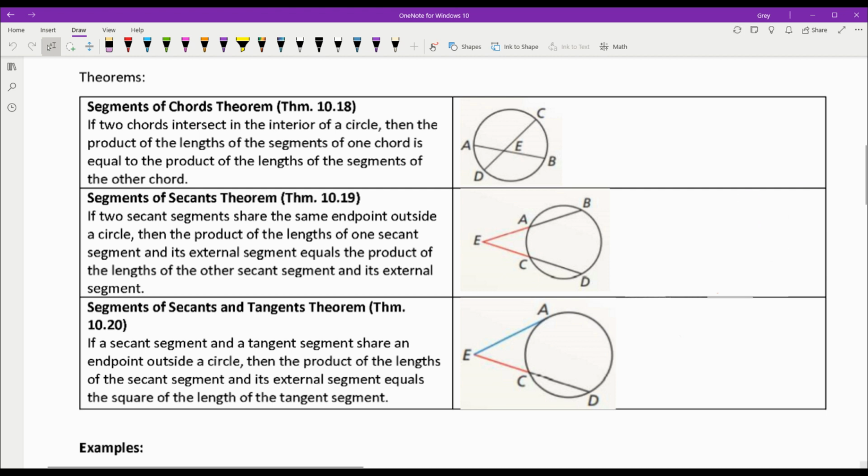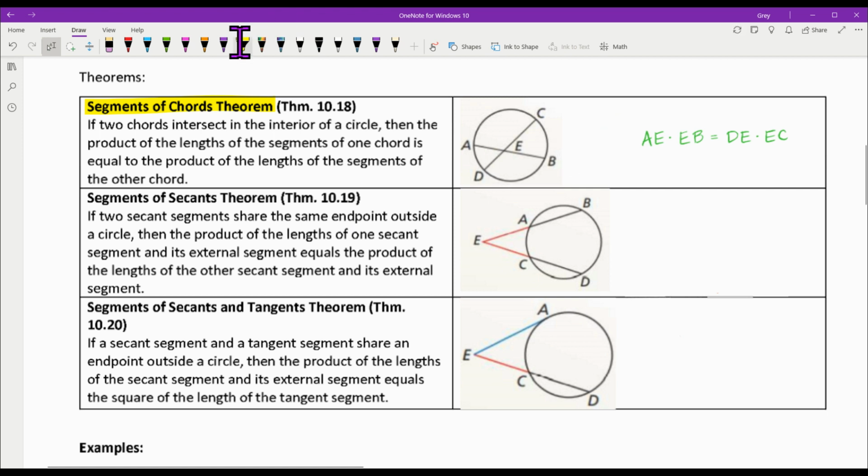So first off, we have the segments of chords theorem. And what that tells you is that the product of the parts are equal to each other. So segment AE times EB is equal to DE times CE. The products are equal to each other.